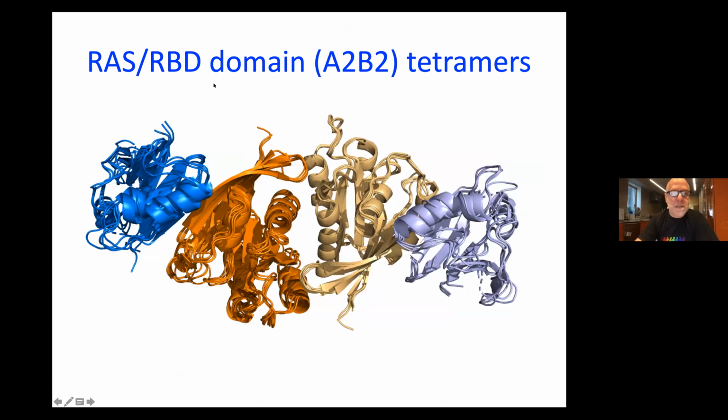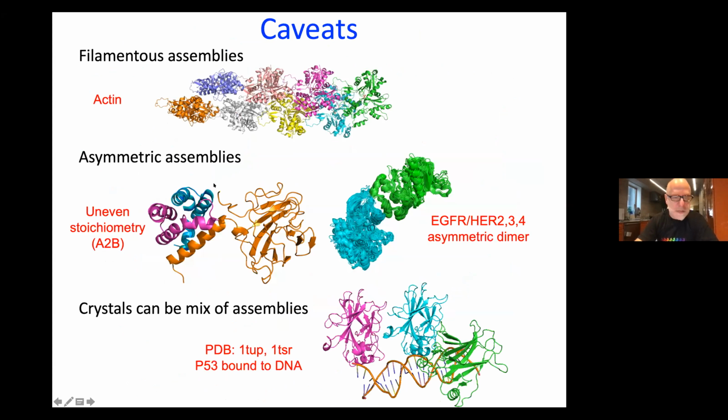There are some caveats to this. There are filamentous assemblies. There are asymmetric assemblies. So this is an assembly that is an A2B. It's an uneven stoichiometry. It's a homodimer bound to a third protein. And EPIC doesn't typically generate these correctly. And there are assemblies that are asymmetric, like EGFR. This is an asymmetric homodimer, but it's not a filamentous structure, and EPIC doesn't generate these either.